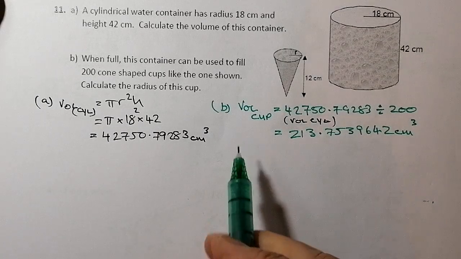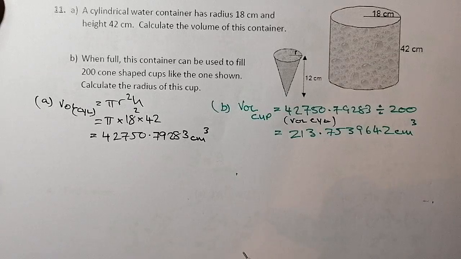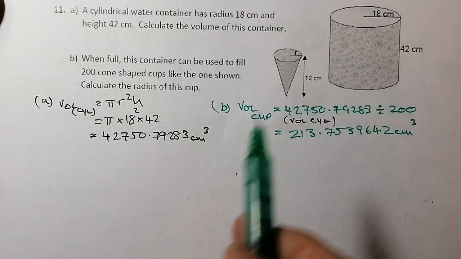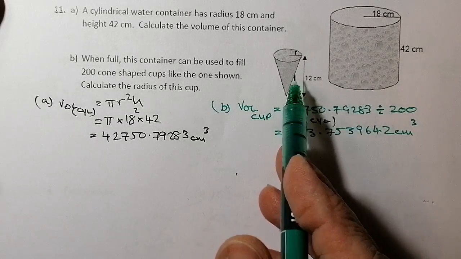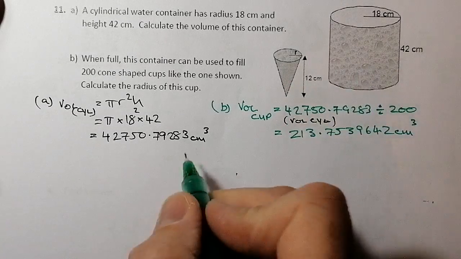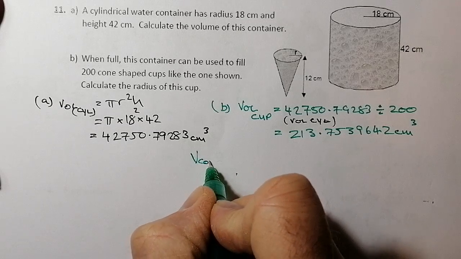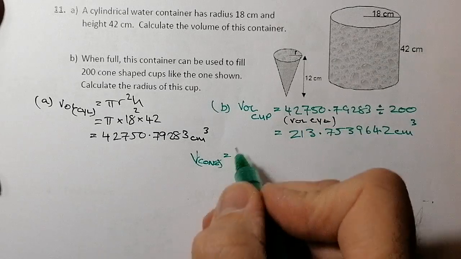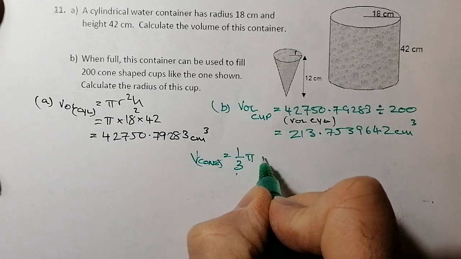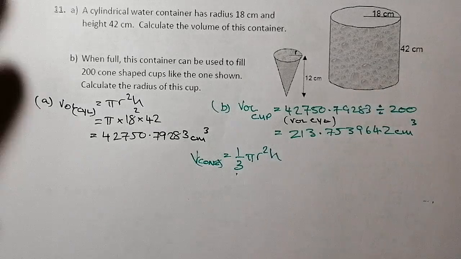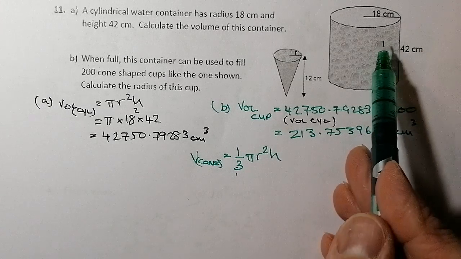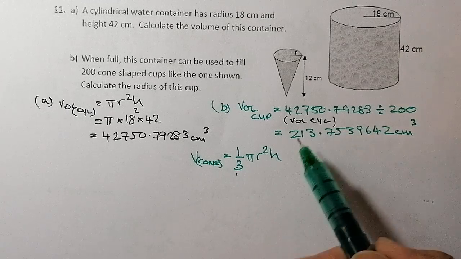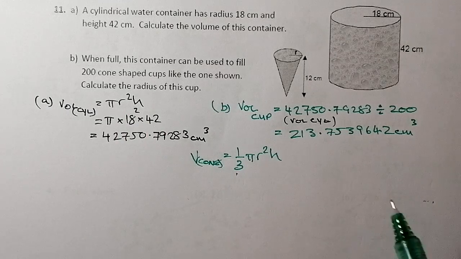If I think about the formula for the radius of the cup, let's think about the formula for the cone first. Remember, the formula for the cone can be found in your formula list, and the volume of a cone is equal to a third pi r squared h. It's like a cylinder but a third of it. So if you're ever trying to work out the cylinder formula, just cancel the third out and it's pi r squared h, just like the one I was using.